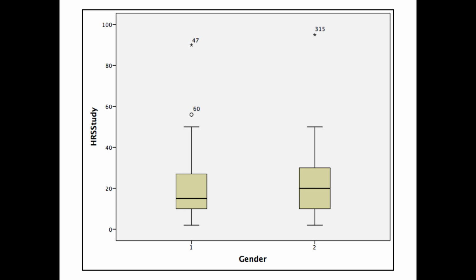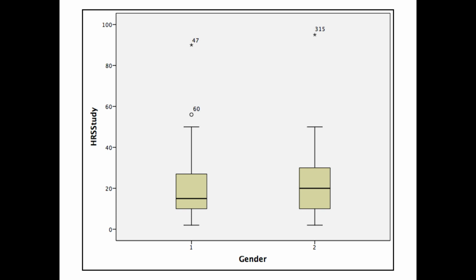And you can see from looking at this that we have fairly similar ranges of values between men and women. The median for women is higher than it is for men. So for women, the middlemost score there is around 20 hours a week, whereas for men, it's closer to 17 or 15 hours a week. So in fact, men were planning to study less than the women in that particular semester.